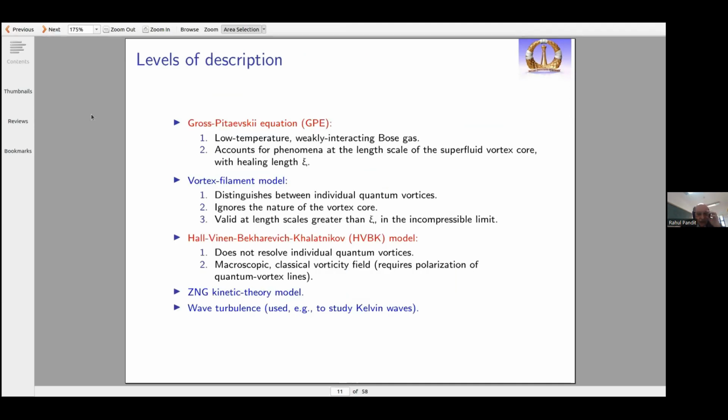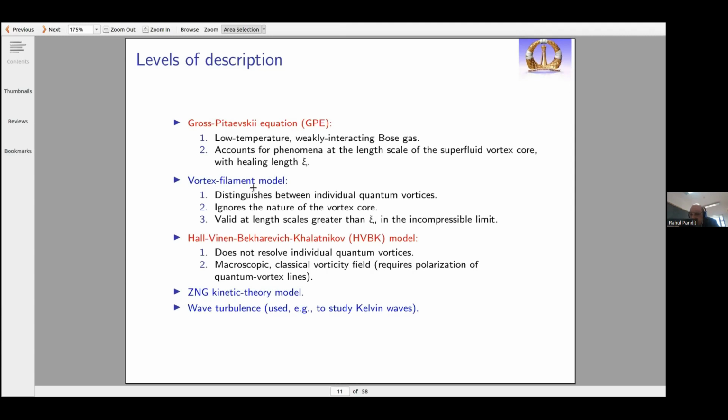So you ask, how should we describe a superfluid? Well, it really depends on the level of description that you want to employ. At the most microscopic level, you can be even more microscopic than this, but there is the Gross-Pitaevskii equation. This is good for a low temperature weakly interacting Bose gas. It accounts for phenomena at the length scale of the superfluid vortex core with a healing length ξ. If possible, I will say a few words about this at the end.